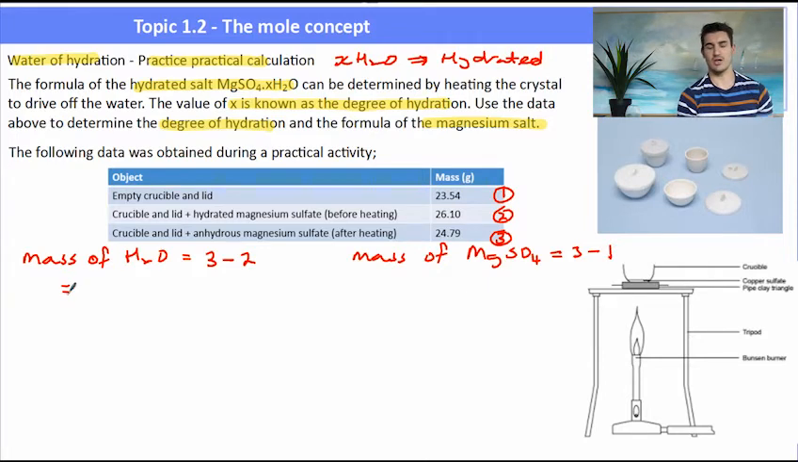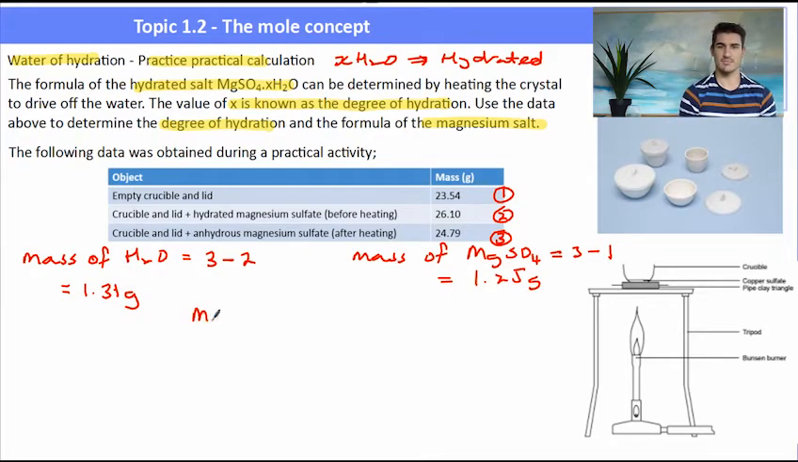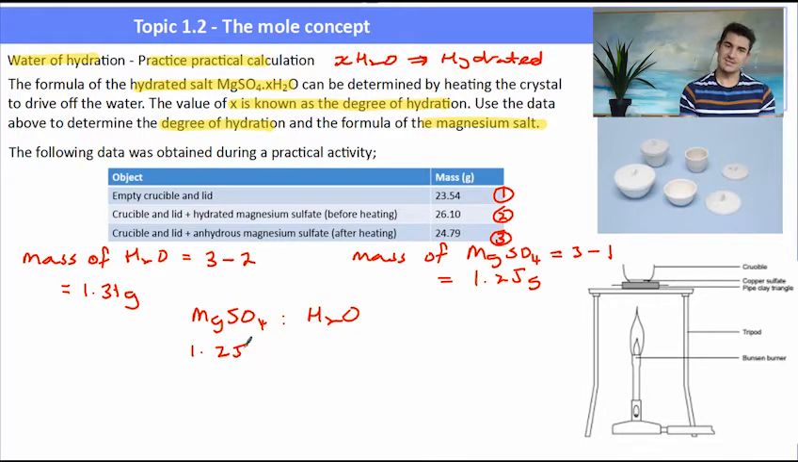To work out the mass of the magnesium sulfate, we do 3 minus 1, the first amount that we added in. So to work out the mass of water driven off, 3 take away 2, that's 1.31 grams. To work out the mass of magnesium sulfate, 3 take away 1 is 1.25 grams. Once we've got the masses, we can now just simply set up an empirical formula. So we have 1.25 grams of magnesium sulfate.